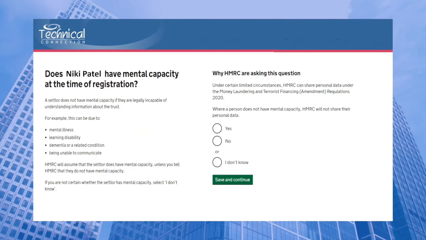I'm now asked about the settlor's mental capacity. Again, if I know the answer, I should select the relevant box, or where I don't know, I can click on don't know. In my case, I'm going to assume for the purposes of this webinar that I have mental capacity, so I'll click yes and save and continue.